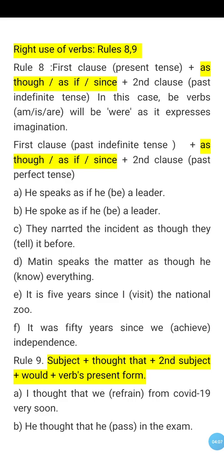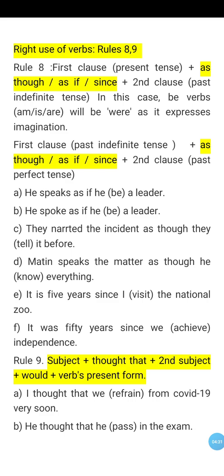Rule 9. This is a very common sentence that we usually speak in our regular English. Subject plus thought that plus second subject plus would plus present form of verb. This is also an imaginary thinking.